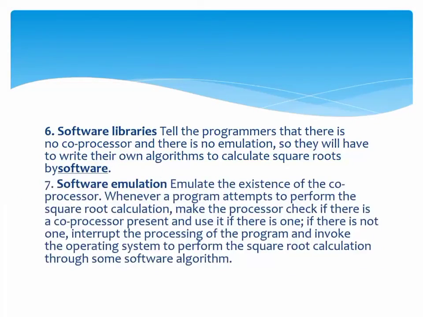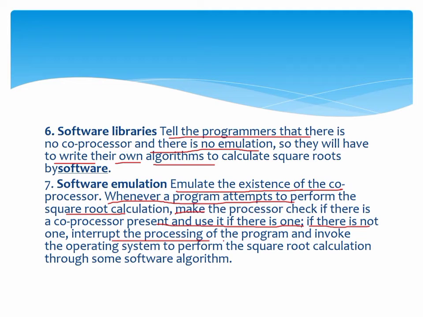Next, the sixth point is software libraries. This tells the programmers that there is no co-processor and there is no emulation, so they will have to write their own algorithm to calculate the square root by software. The seventh point is software emulation. What is software emulation? Emulate the existence of the co-processor. Whenever a program attempts to perform a square root calculation, make the processor check if there is a co-processor present and use it. If there is not, interrupt the processing of the program and invoke the operating system to perform the square root calculation through the same software algorithm.